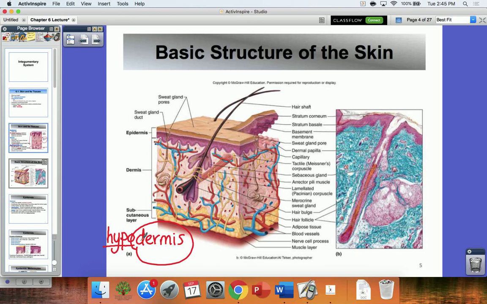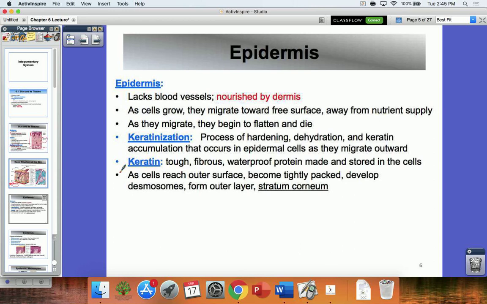And as you can see within the dermis, we have tons of connective tissue. We have nerve endings, we have blood vessels, we have hair follicles, we have glands, and we'll get to all of that later in this video. So now we're going to first start talking about the epidermis. This is that upper layer.